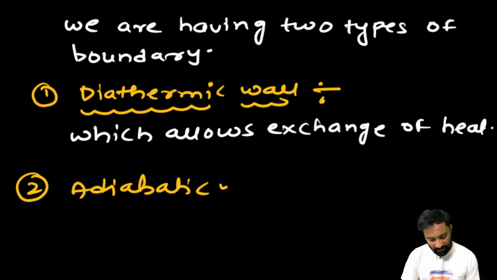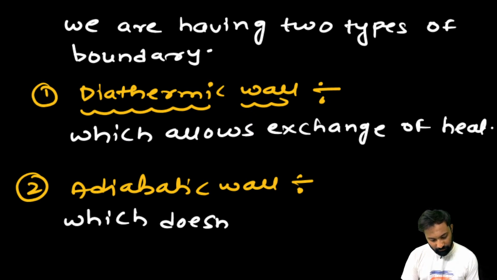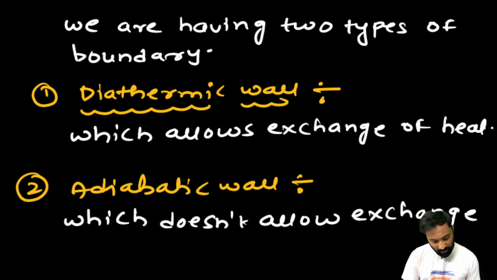Now the second type of wall we are having is the adiabatic wall. What is the meaning of the adiabatic wall? It means which does not allow exchange of heat. We call it an adiabatic wall.